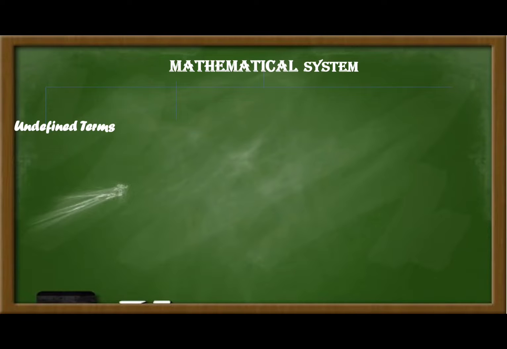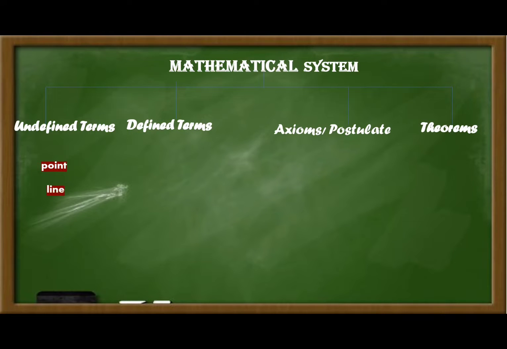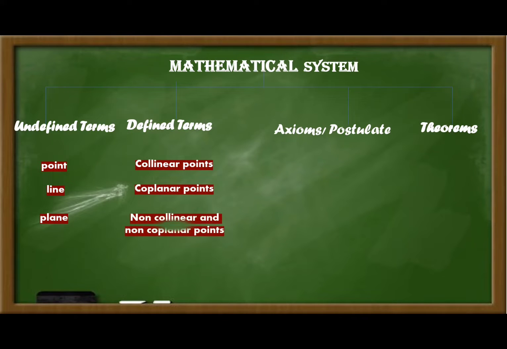The mathematical system is made up of the undefined terms, the defined terms, the axioms and postulates, and the theorems. Under the undefined terms, we have the point, line, and the plane. And under the defined terms, we have the collinear points, coplanar points, non-collinear and non-coplanar points, and subset of a line, axioms, postulates, and theorems.